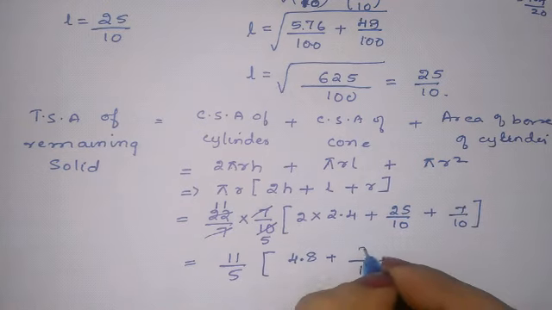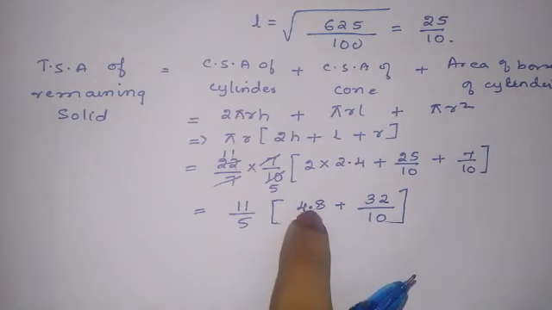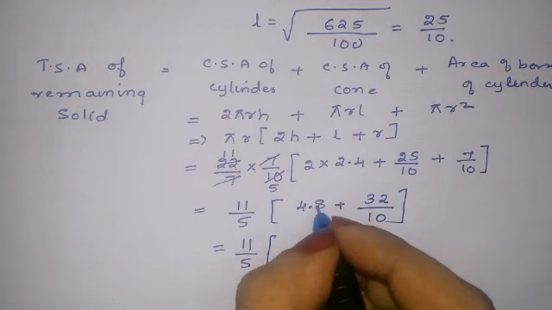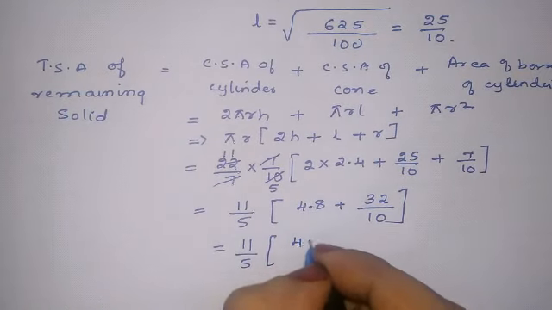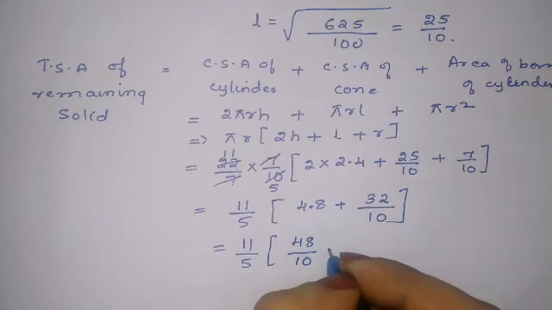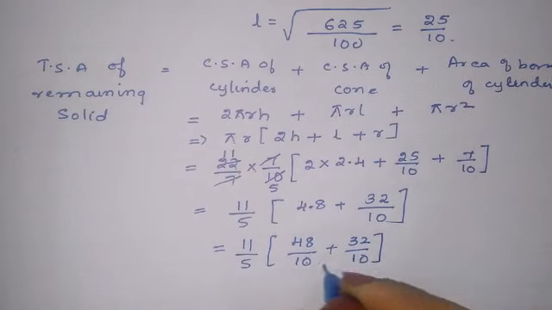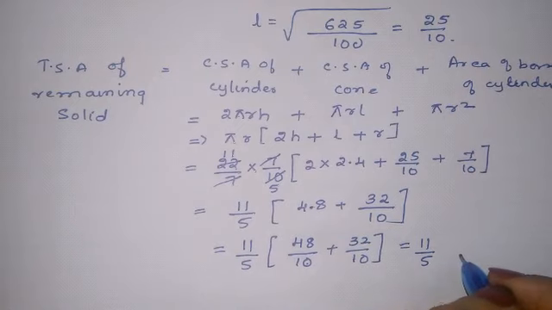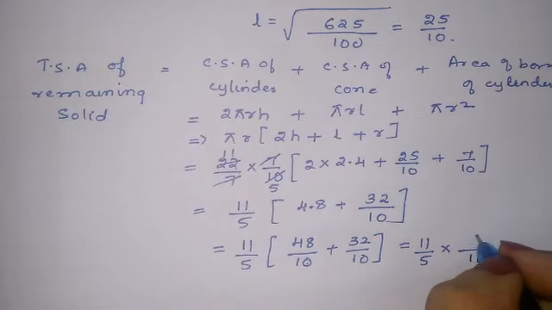25 plus 7 is 32. Again, in the next step I will remove the decimal here. 11 by 5 as it is. 4.5 after 0.1 number, that is 48 by 10 plus 32 by 10. What will we get? Again the denominator is the same. So 11 by 5 into the denominator 10, 48 plus 32 is 80.